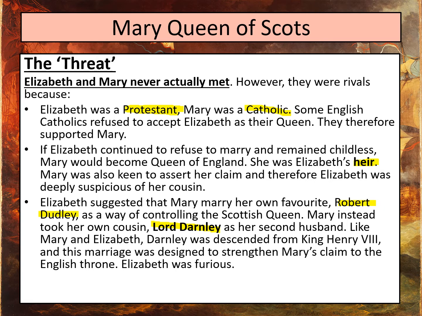Now this was very, very threatening to Elizabeth because he was also descended from King Henry VII. And what that did was that strengthened Mary's claim to the throne. In fact, some would say it made her have a stronger claim even than Elizabeth herself. This made Elizabeth absolutely furious. So we've got these three reasons why Mary is such a threat to Elizabeth. It's that challenge of religion, it's the fact that Mary was the direct heir, and the fact that she hadn't listened to Elizabeth and she'd married someone that had only strengthened her own claim.